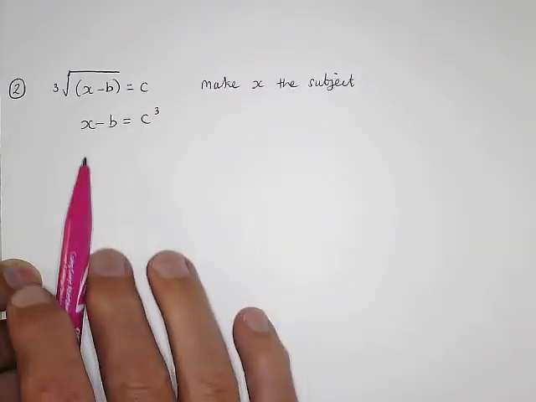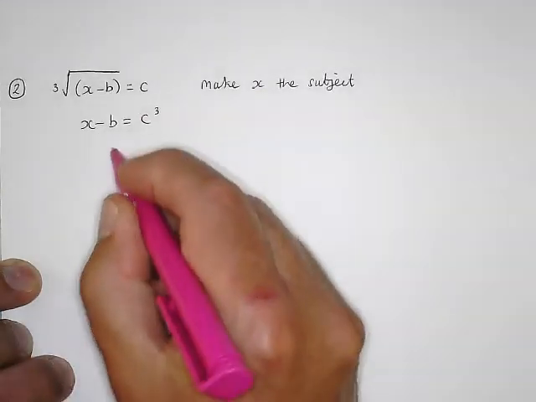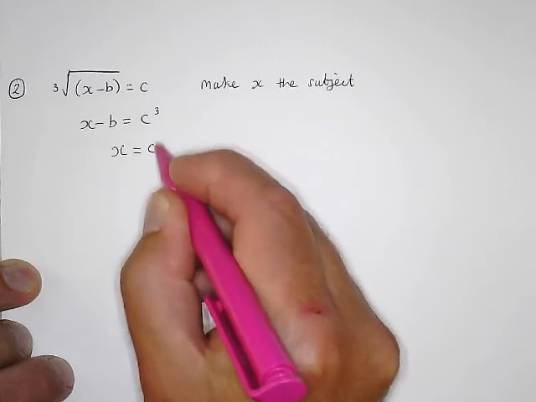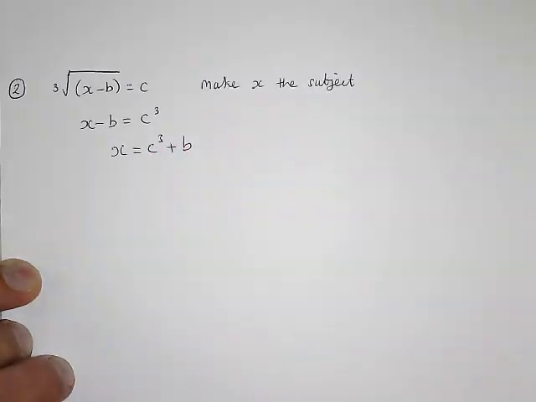Now I'm almost there. To get x on its own, I have to take the minus b to the other side. So it becomes x equals c cubed plus b. And I have finished that one.